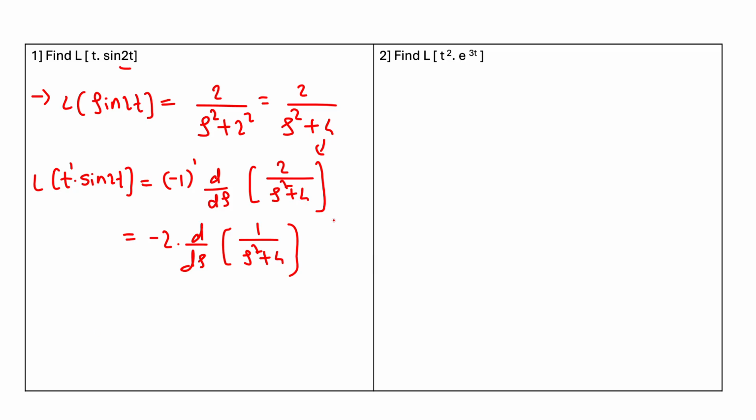S square plus 4. We have one formula, the derivative formula. Remember this formula, mostly we use this formula in the multiplication by t property. Derivative of 1 by x.